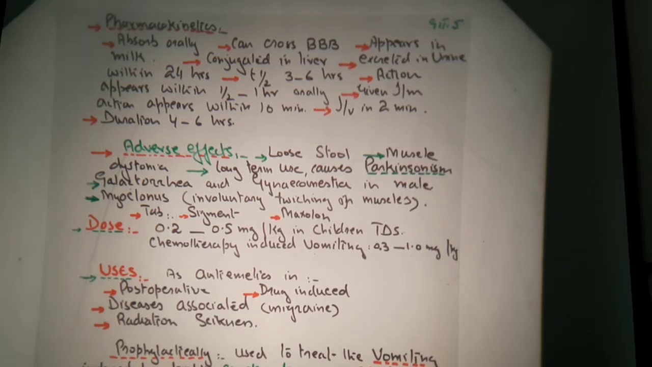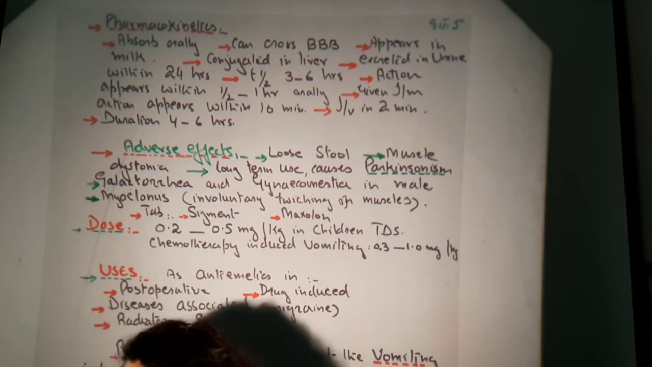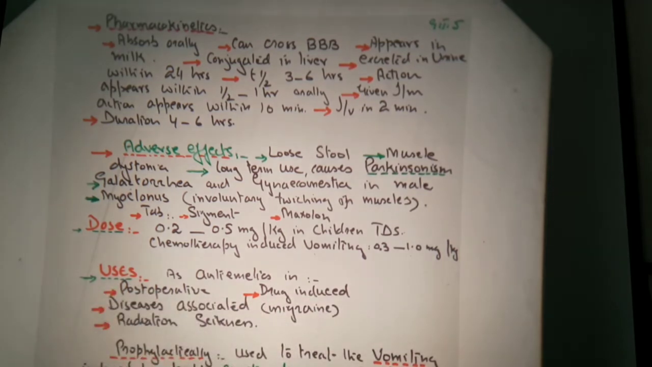Action appears within half to 1 hour orally. It can be given intramuscularly, where action appears within 10 minutes, and intravenously in 2 minutes. You know that intramuscular injection takes somewhat more time than intravenous injection, so it takes 10 minutes by intramuscular and 2 minutes by intravenous. Duration of action is again 4 to 6 hours.